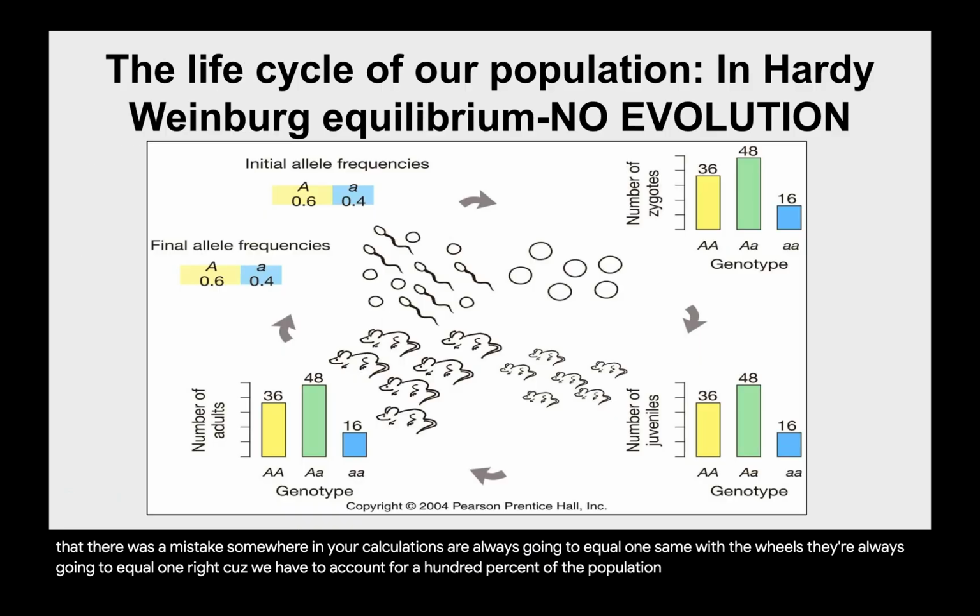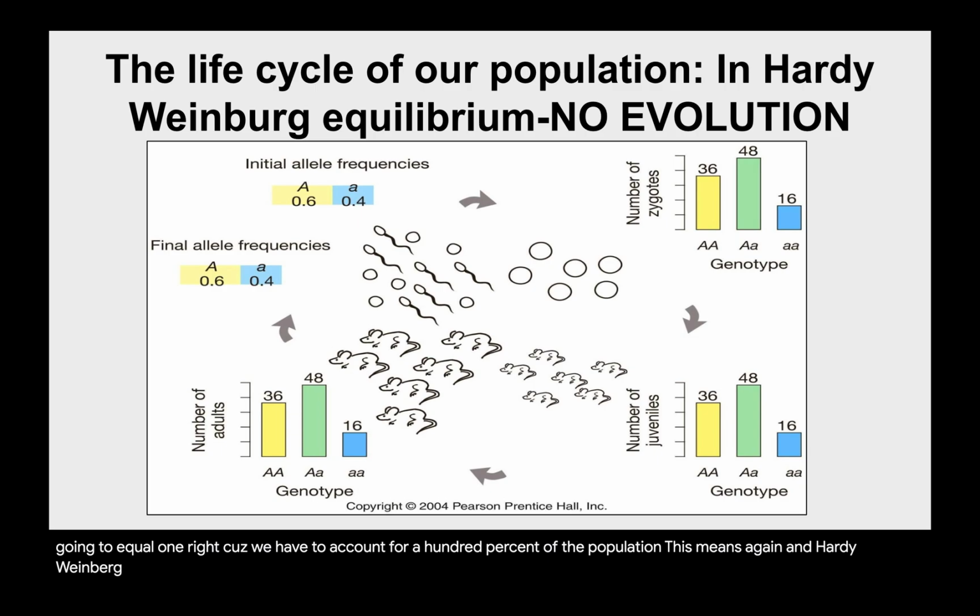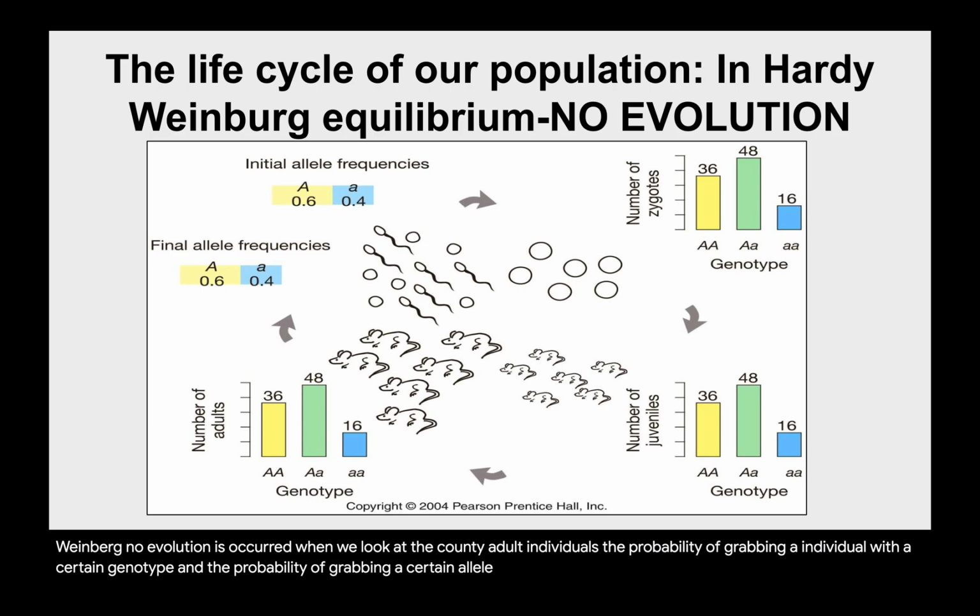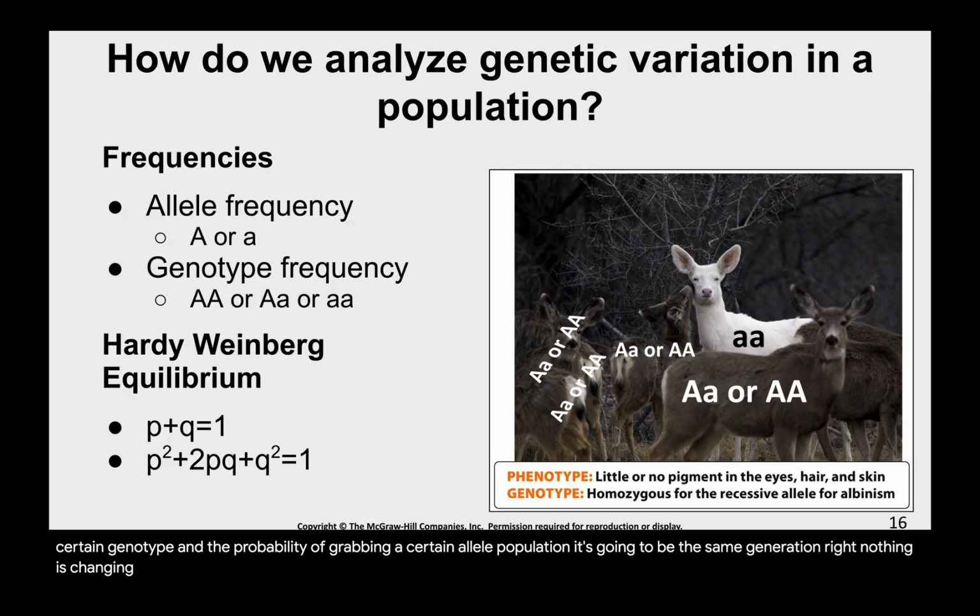All right. So this means, again, in Hardy-Weinberg, no evolution is occurring. When we look at the gametes, the zygotes, the young individuals, the adult individuals, the probability of grabbing an individual with a certain genotype and the probability of grabbing a certain allele out of the population is going to be the same, generation after generation. Nothing is changing. All right, so how do we look at genetic variation? Well, we look at the allele and the genotype frequencies, and we can do this by using our Hardy-Weinberg equilibrium equations.